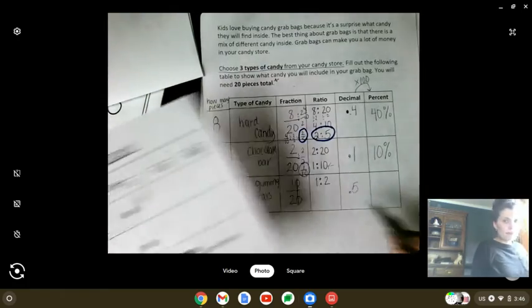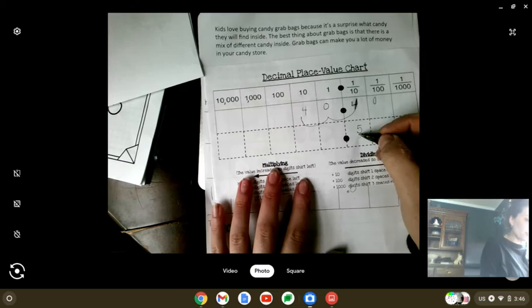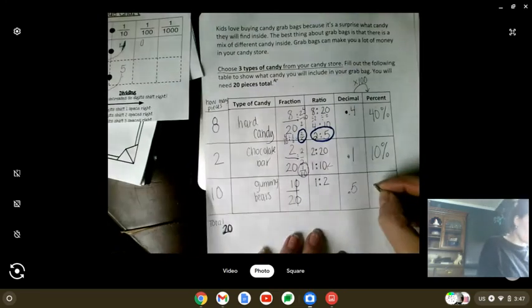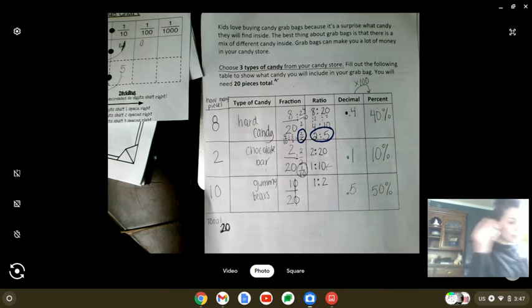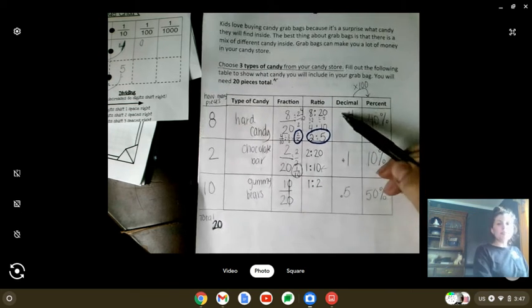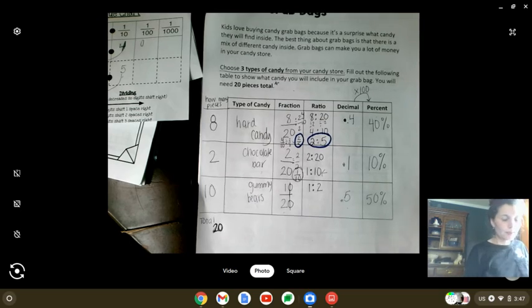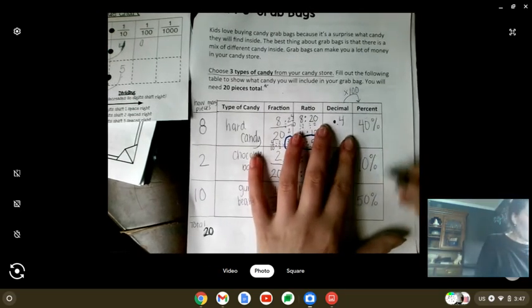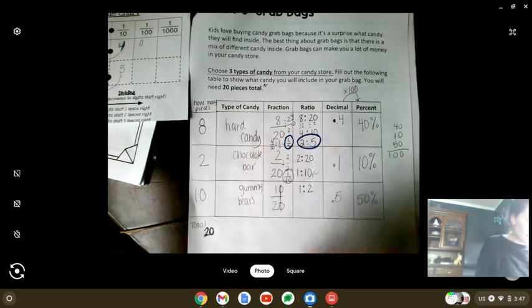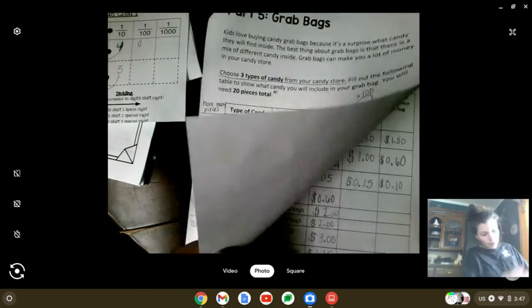Last but not least, 5/10 times 100. 1, 2. I get 50. So 50%. Go ahead, pause the video, figure out your percentages. Remember, to find a percentage, you multiply your decimal by 100. Now, to check if you're right, you add up your percentages, and they should equal 100. So that's 40 plus 10 is 50, 50 plus 50 is 100, and I get 100. So I know that is all correct.